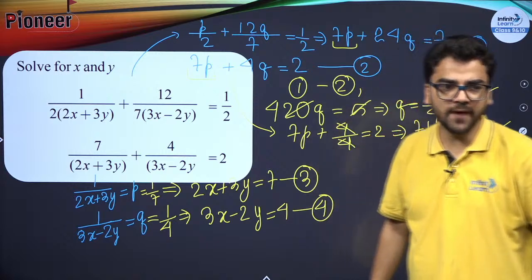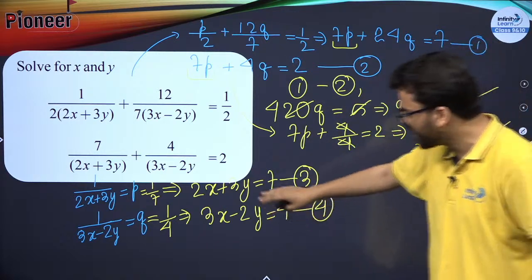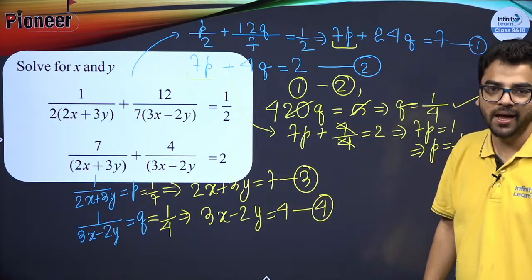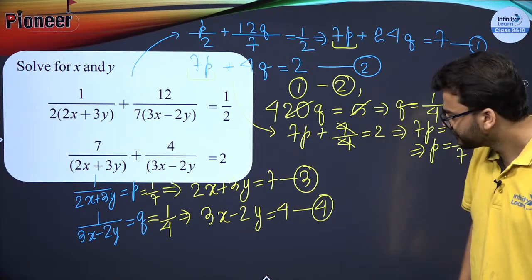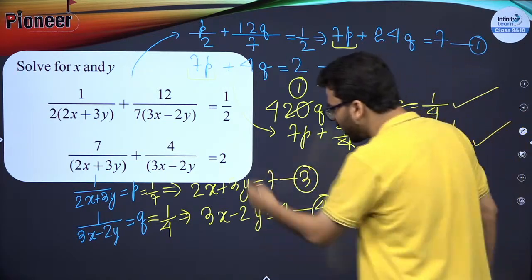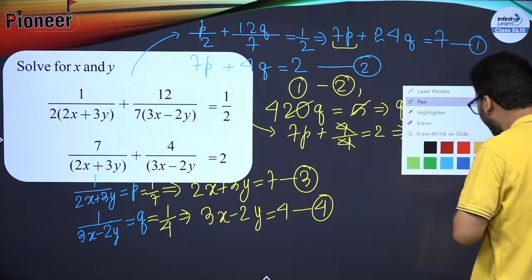Okay, because 1 by 7 is not the answer, Prathamesh. You have to find the values of x and y over here. I hope you understand that properly, right? So now we have to solve these pair of linear equations again, right?